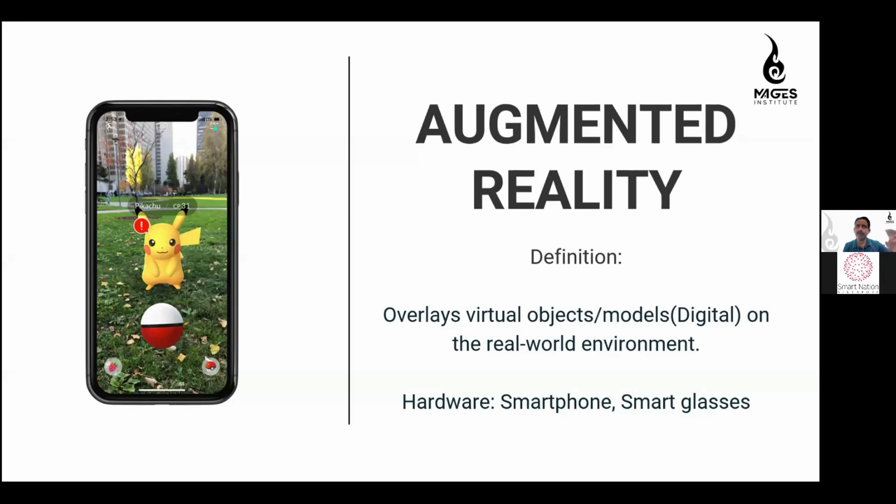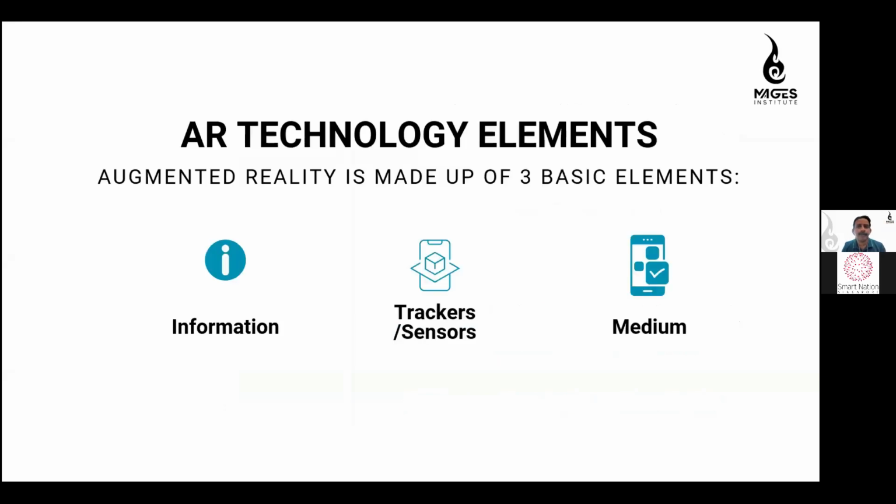Where do I see AR? Right now, you can see it using your phone, or using devices like HoloLens or new AR devices that are coming up. So both can be seen across: smartphones or smart glasses. When you start looking at AR, there are three basic elements we can cover: information, trackers, and mediums.